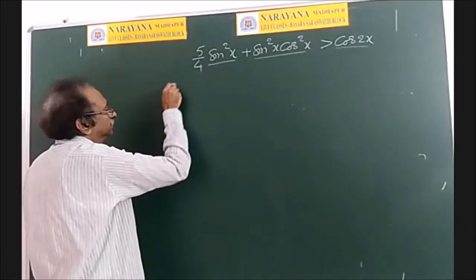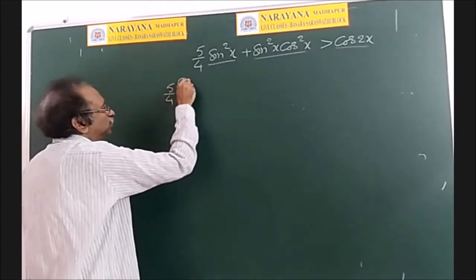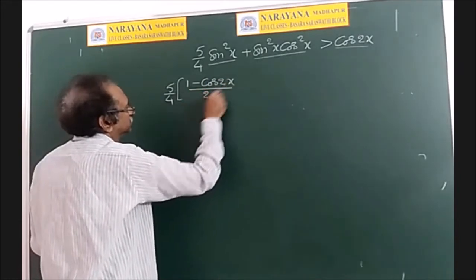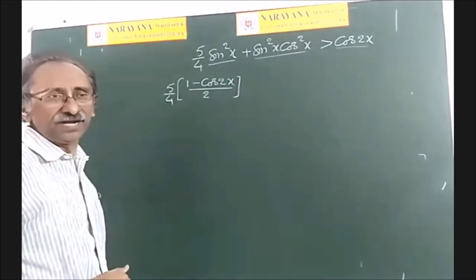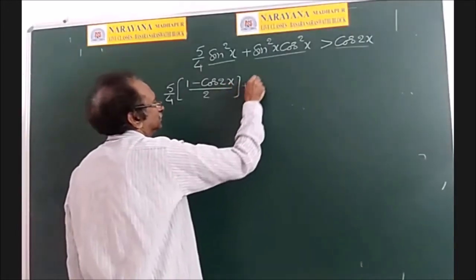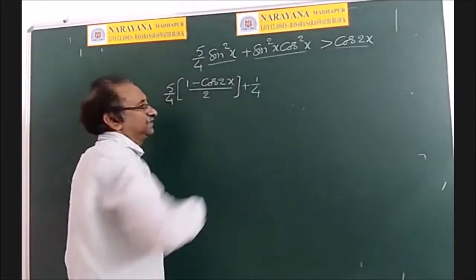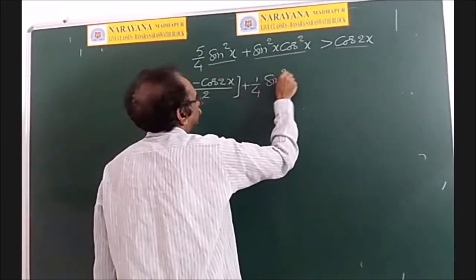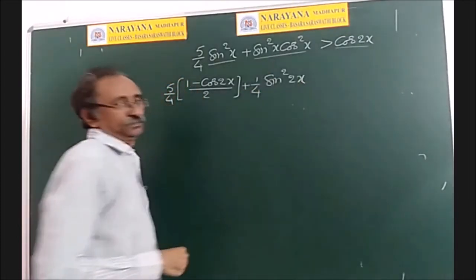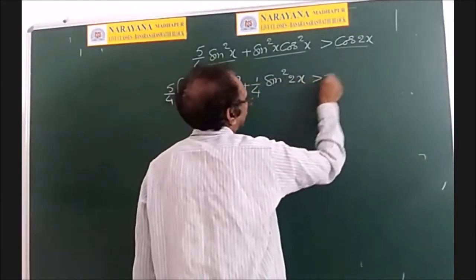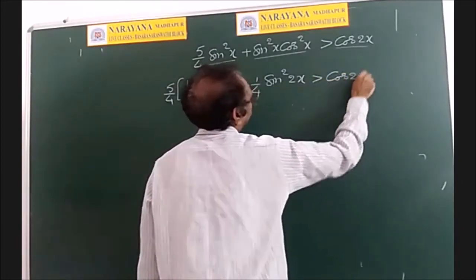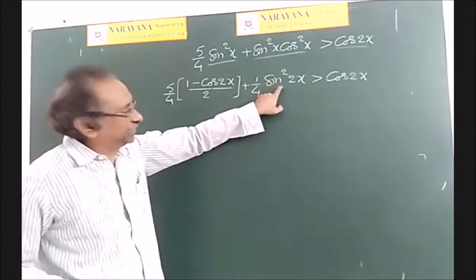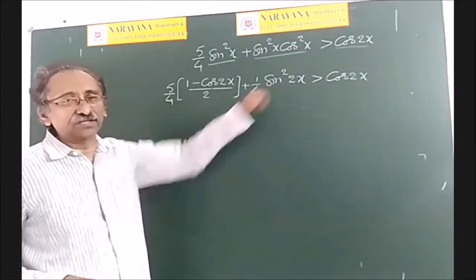Let us try. 5 by 4 into sin square x can be written as 1 minus cos 2x by 2. Isn't it? Yes. There is a formula in the multiple angles chapter. Plus, if I divide with 4 and multiply with 4, 4 sin square x cos square x can be written as sin square 2x. So it's greater than cos 2x. And there is cos 2x here, there is cos 2x here. I can change this sin square 2x as 1 minus cos square 2x.